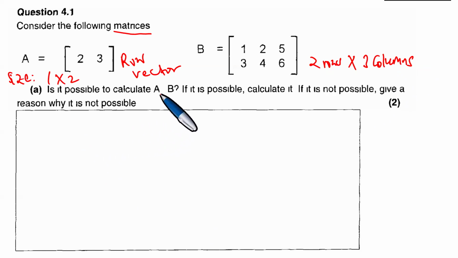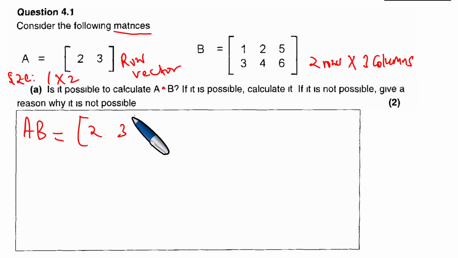Is it possible to calculate A times B? Let's check it out. Okay, so now we want to calculate A times B, like AB. So we're going to have A here, and then B is 1, 2, 5, 3, 4, 6.